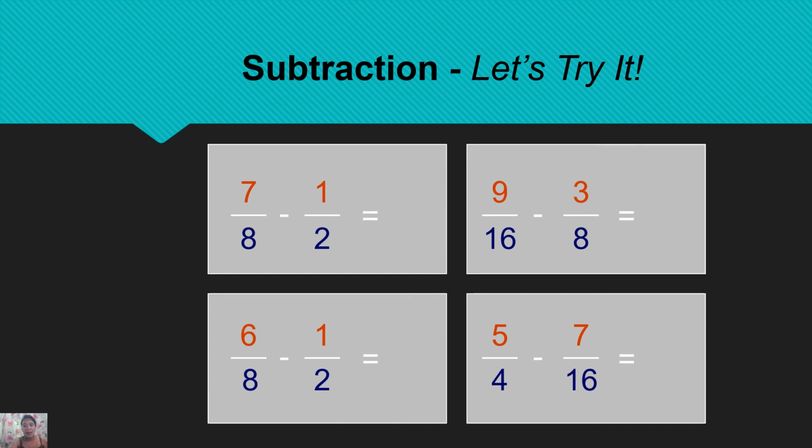Oh, sige. So, answer for the first box, 7 over 8 minus 1 half is? Okay. How about the second box? 9 over 16 minus 3 over 8. The answer is? Okay. 6 over 8 minus 1 half. The answer is? 5 over 4 minus 7 over 6. The answer is? Okay. Very good. Kasi naka-perfect.